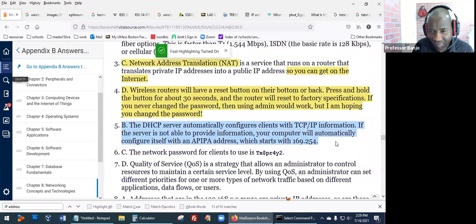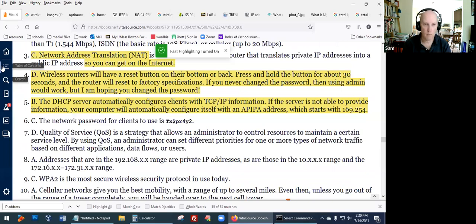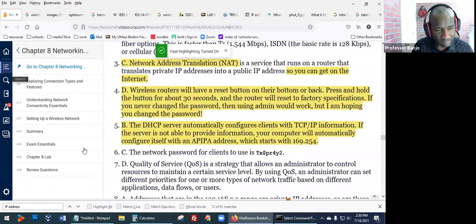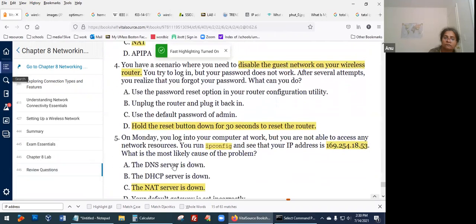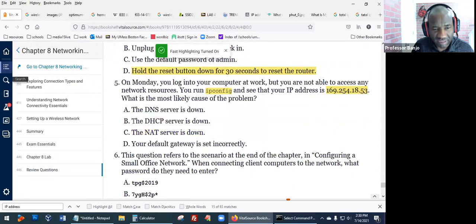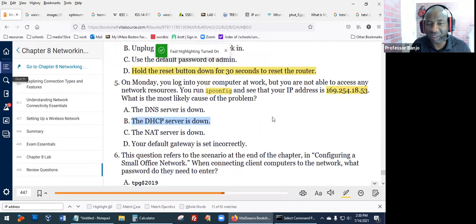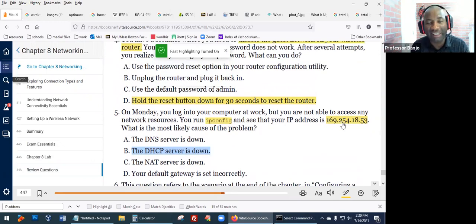So you see that? It tells you that the DHCP server configures the TCP/IP information. If the server is not available, your computer will automatically configure itself with an APIPA address, which starts at 169.254, right? So the answer is B, not this one here. That's why I had to explain all that stuff for you, so you understand what this number means, or else it wouldn't make sense to you at all.